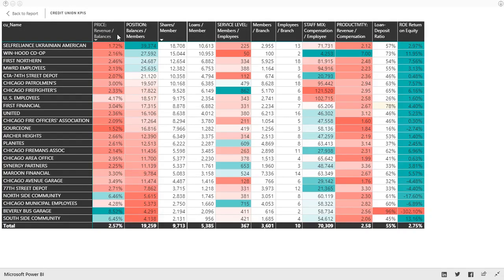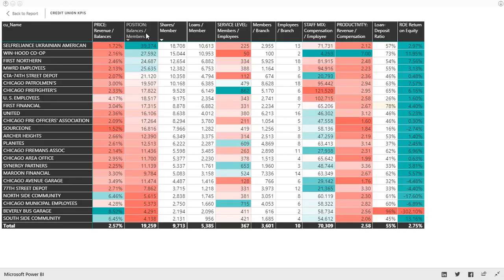The first ratio we look at is the price ratio. It is revenue over balances, which we compute as interest income plus fees divided by assets and liabilities. The reason we do that is that it gives a whole balance sheet, holistic view of where we stand in terms of our revenue producing per dollar of business that we're doing.